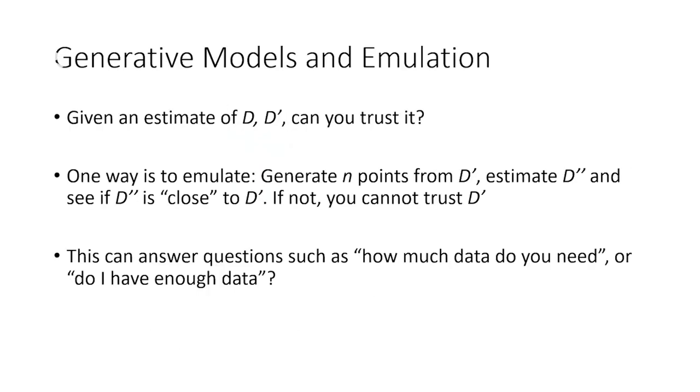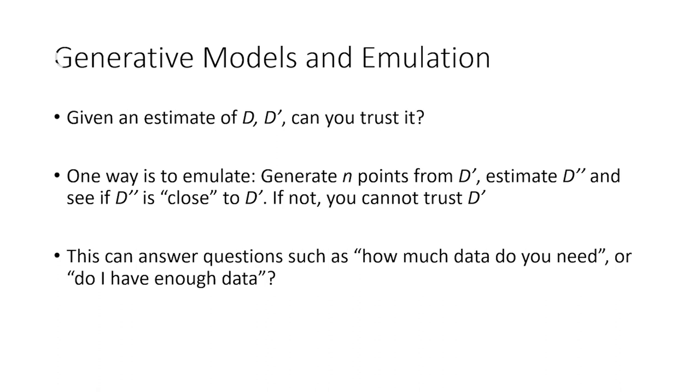I want to focus on generative models here. So suppose that I have an estimate of d, which I call d prime. Can I trust this estimate? Is this a good estimate or not? Do I have enough data? This seems like a question I cannot solve, right? Because maybe I can, maybe I can't. So the answer is yes, sometimes you can. You can answer it in the negative, not in the positive. So you can say, I do not have enough data. You cannot say, I have enough data.